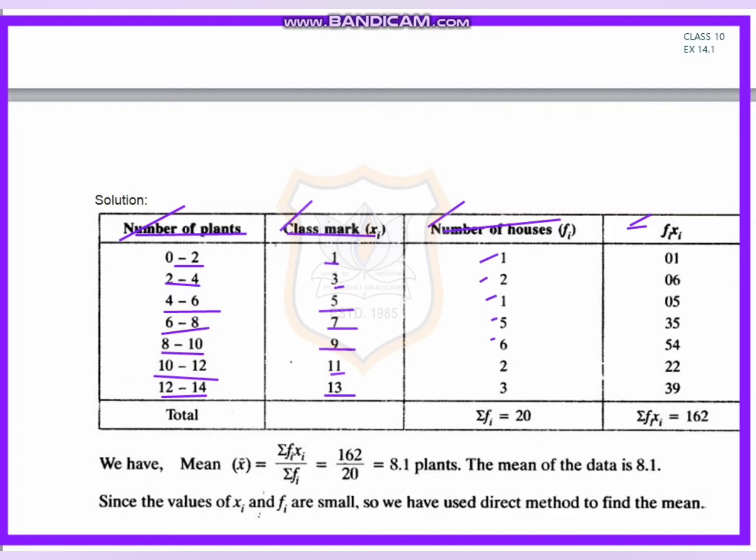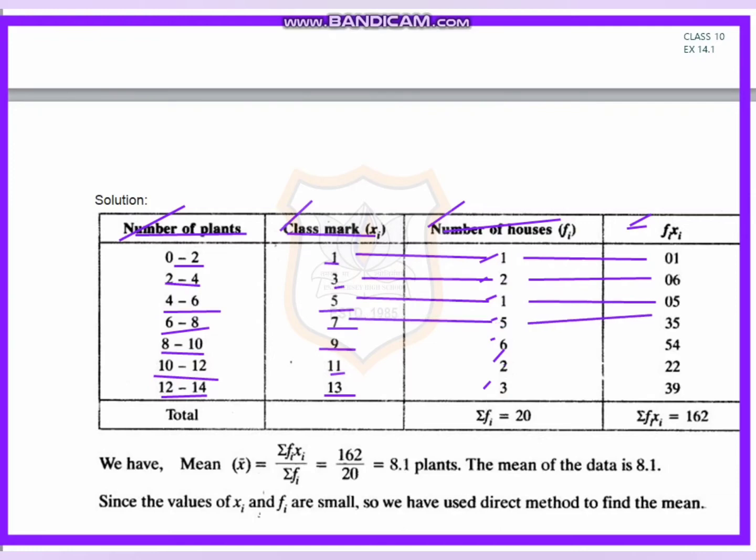First of all, we have to find the fi xi, which means we have to multiply. 1 into 1, we get result equal to 1. In the same way, 3 is multiplied with 2, we get 6. 5 is multiplied with 1, we get 5. 7 is multiplied with 5, we get 35. And 9 is multiplied with 6, we get 54.